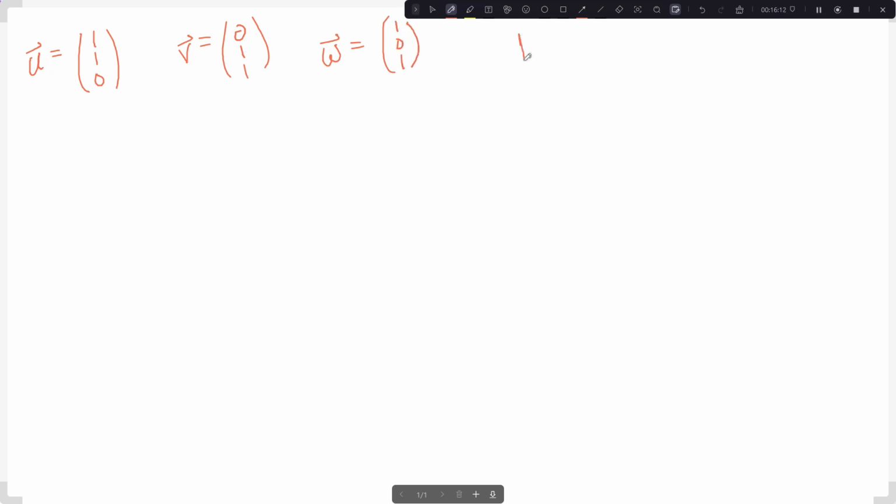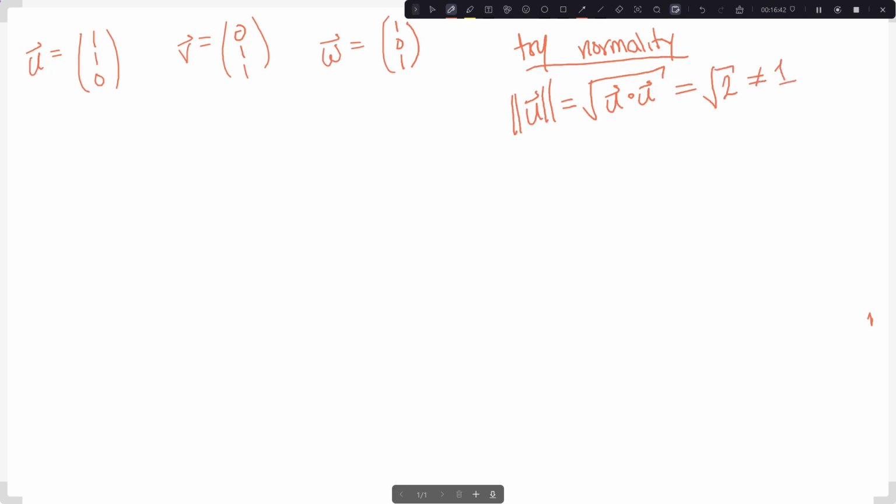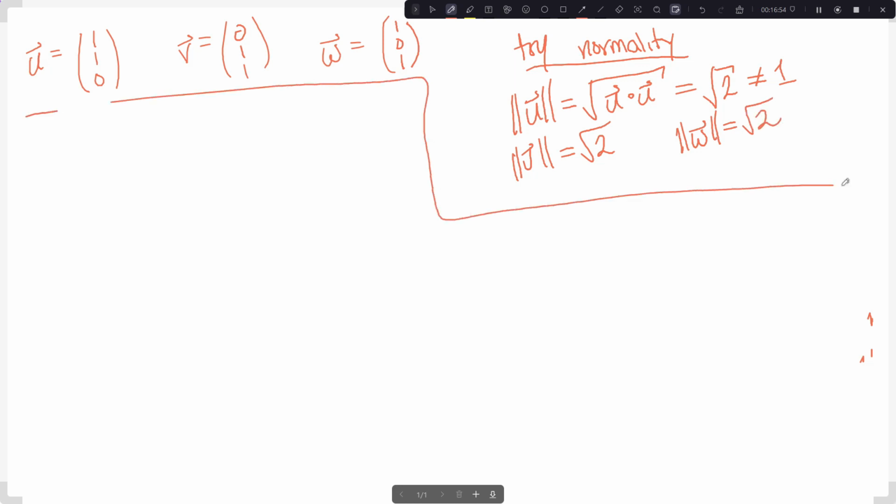We can try out normality. This would be the normal part of orthonormal. And to calculate that, we just take the square root of U dot U. If I compute that, U dot itself is 1 squared plus 1 squared plus 0 squared. I'm just taking each of the entries and squaring them and adding them together. I get root 2, which is not equal to 1. You would see the same occur for V, and you would see the same occur for W. Okay, so we're definitely not normal.